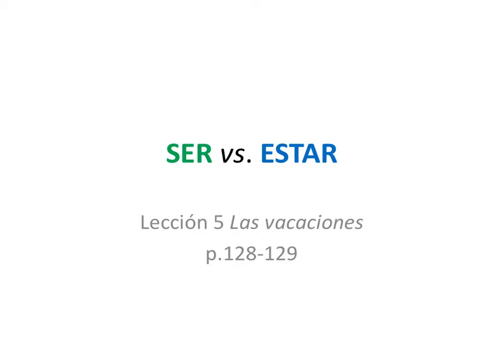Los usos de ser y estar. En inglés, ¿cómo se dice ser y estar en inglés? To be, ¿no? Ser, to be, estar, to be. Or I am, soy, estoy. Entonces vamos a identificar específicamente los usos, los ejemplos de ser y estar.